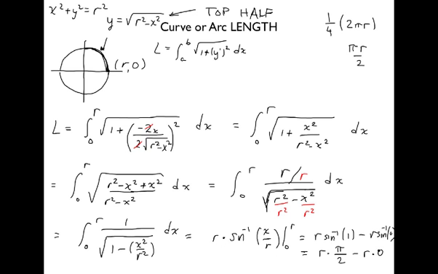Did we get it? Pi r over 2, which is what? One quarter of the length of the circle. So times 4 would be 2 pi r. We got it. That's what we were expecting, right? Pi r over 2. So we just used the arc length formula to derive or prove that the circumference of a circle is 2 pi r by doing one quarter of it, pi r over 2.